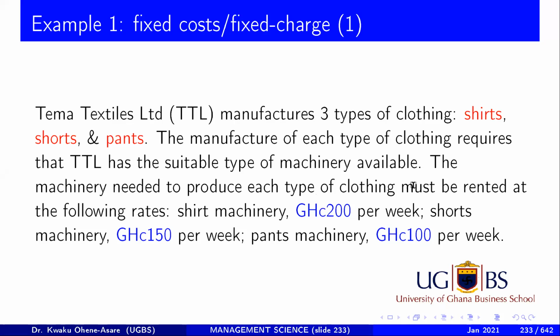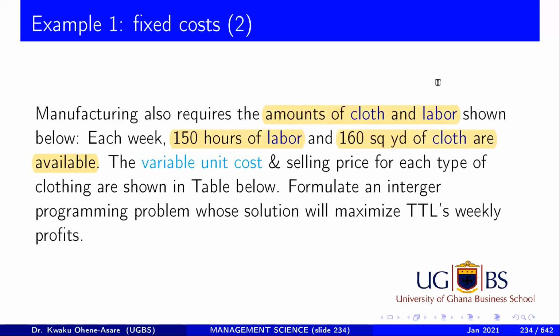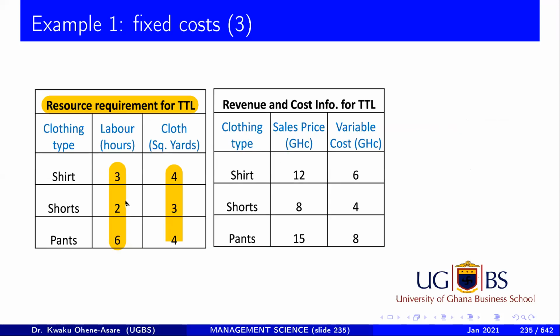Okay, now watch here. Watch in the next section. Machinery requires that the amount of cloth and labor shown each week, 150 hours of labor and so on, be available. Okay. And then the table, that's where the clue is. Selling price for each type of clothing. So if I tell you that the selling price is 12, then I'm telling you that there is a certain number you can produce that will give you the total selling price for all the shirts.